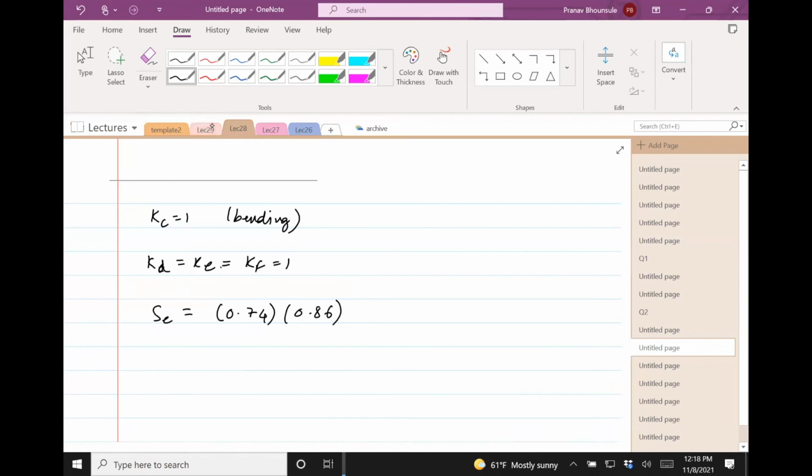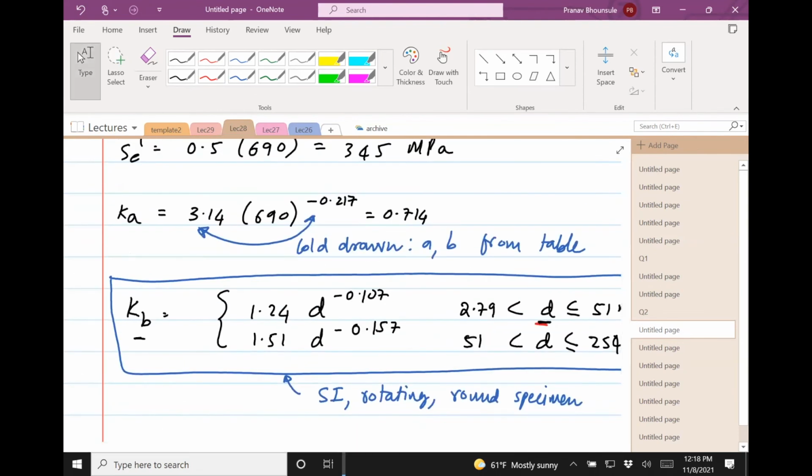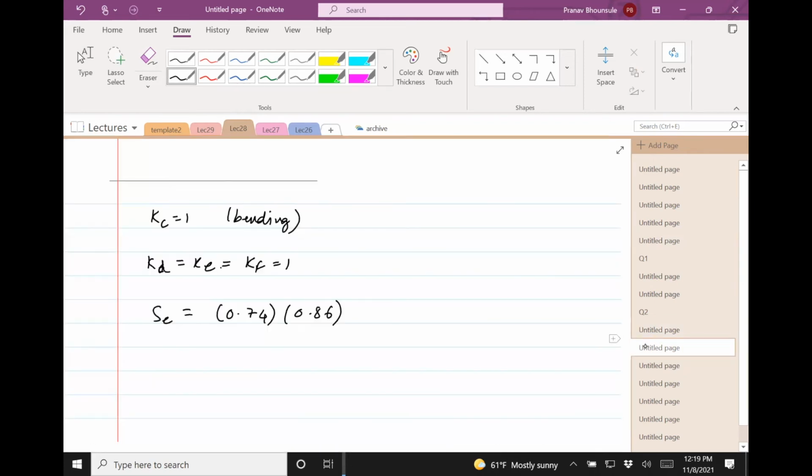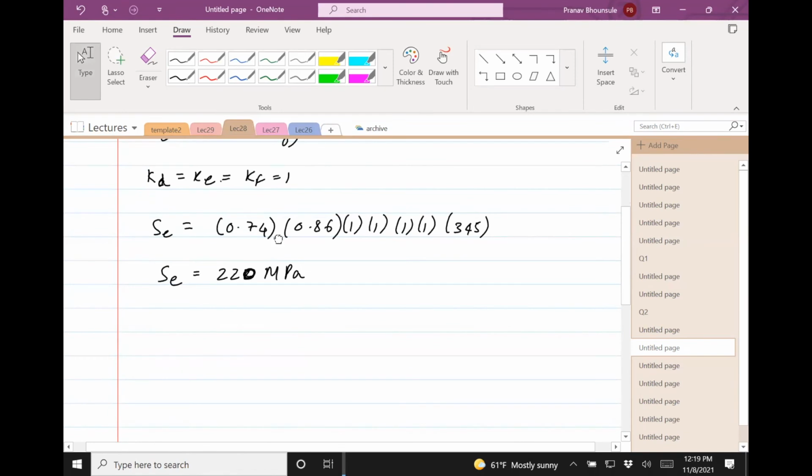Then I made a mistake. My notes have, yeah, I wrote it incorrectly. 7.4, my bad. 7.4, 0.486, and then the rest are 1, 1, 1, 1, times SE prime, which we found is 345, and so SE is 220 MPa. Okay, so we got F and SE, and now we can find A and B.